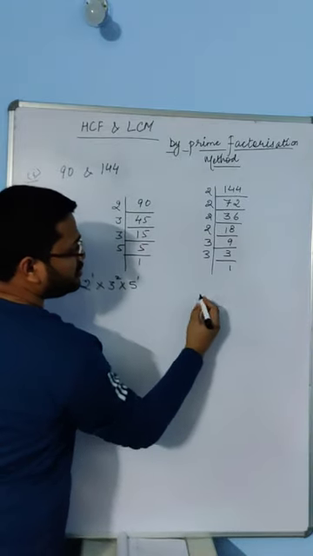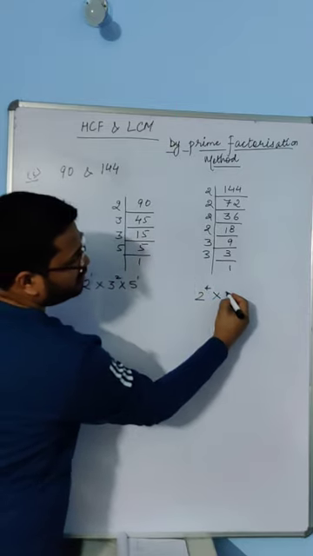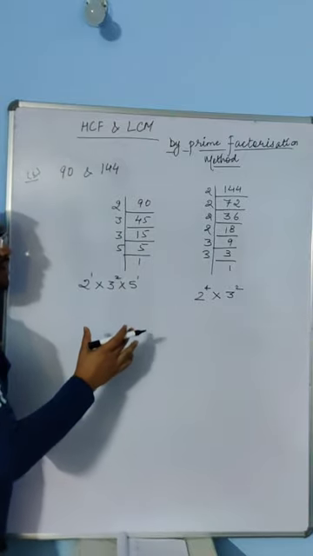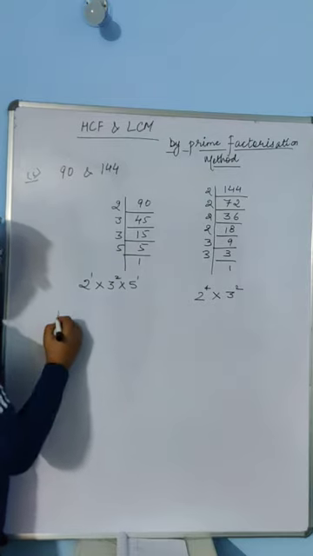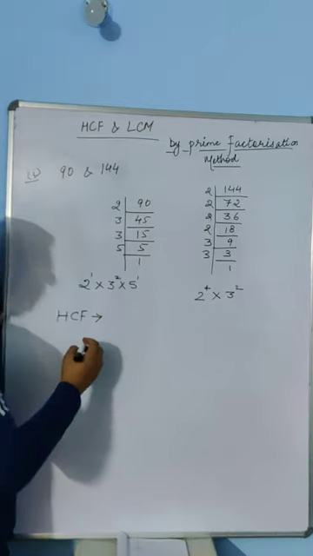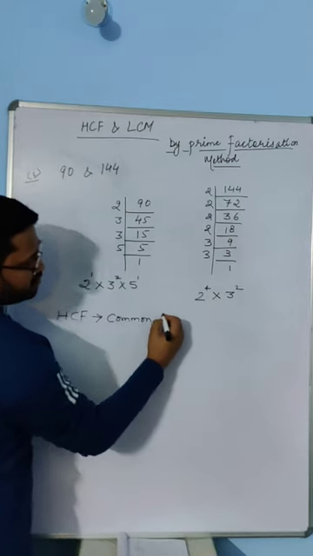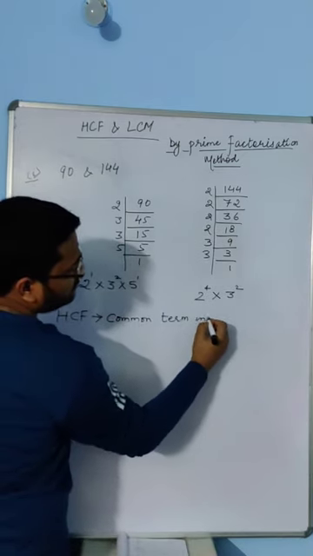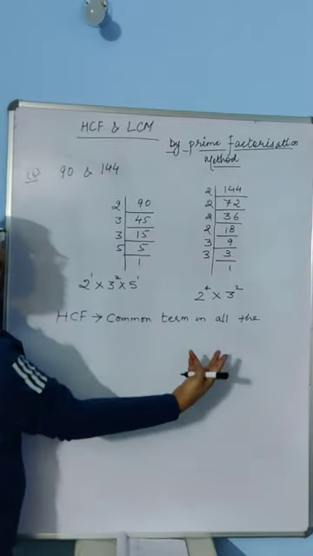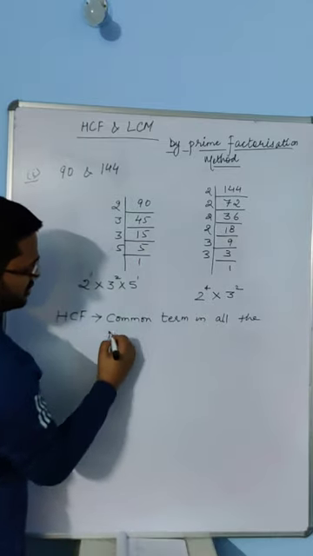So 4 times 2 gives you 2 to the power 4, and 2 times 3 gives you 3 square. So now since we are done with prime factorization, what we need to think of now is how to find the HCF. So your HCF simply contains common terms in all the numbers. In all the numbers means all the numbers for which you are finding the HCF or LCM.